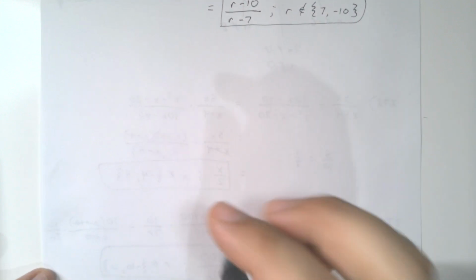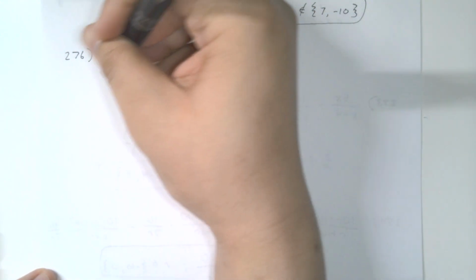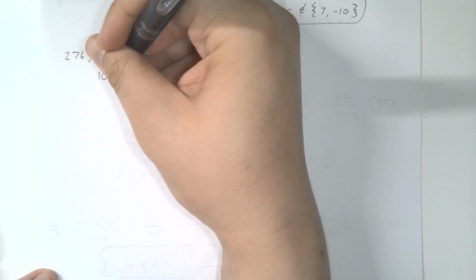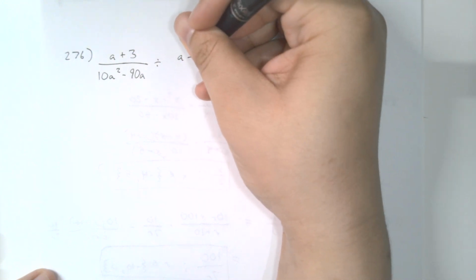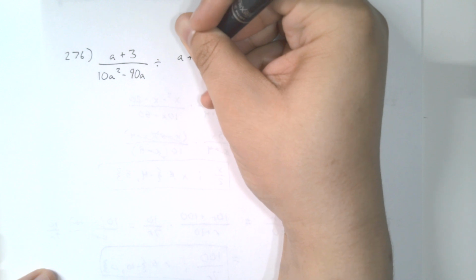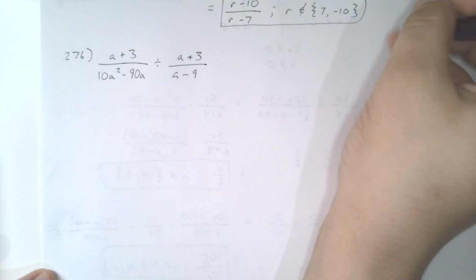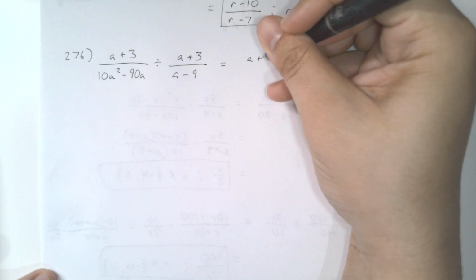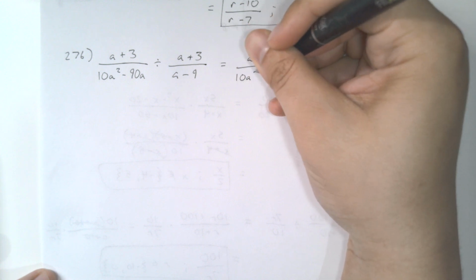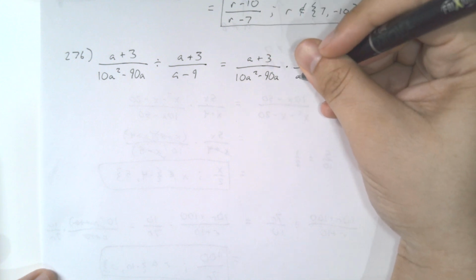And now for the last one, we have 276. So we have a plus 3 divided by 10a squared minus 90a divided by a plus 3 divided by a minus 9. So first, let's flip this fraction so we can change this to multiplication. We have a plus 3 divided by 10a squared minus 90a times a minus 9 divided by a plus 3.